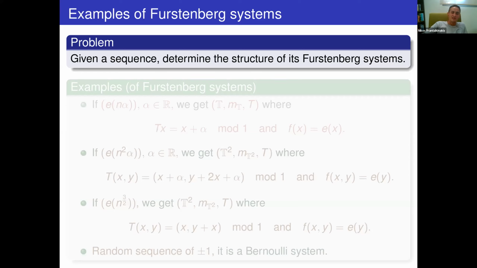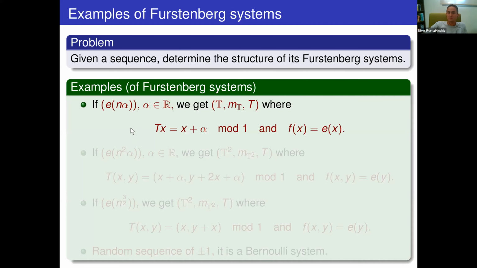So let's start with the simplest possible sequences: e(nα). When I write this, it is the usual notation, e to the 2πinα. With α rational or irrational, I don't care. It's easy to verify that you have this Furstenberg system, which is a shift on the sequence space with some measure, but it should be no surprise that this system is isomorphic to one that is very simple, and it's actually a rotation on the circle. And a function that has the same statistics as this sequence, defined on the circle, is f(x) = e(x).